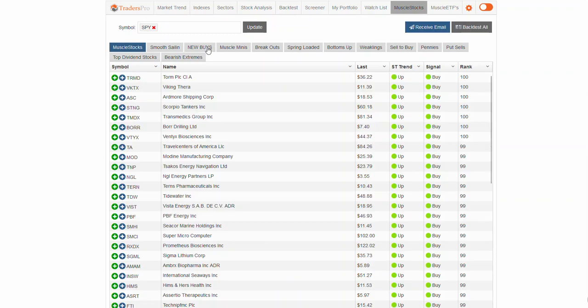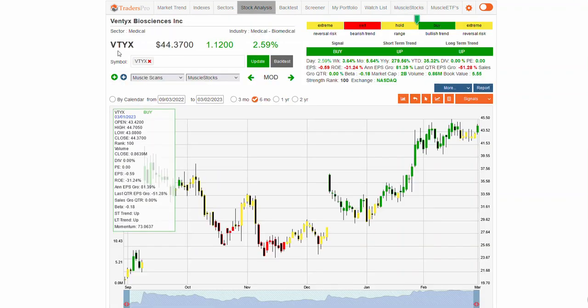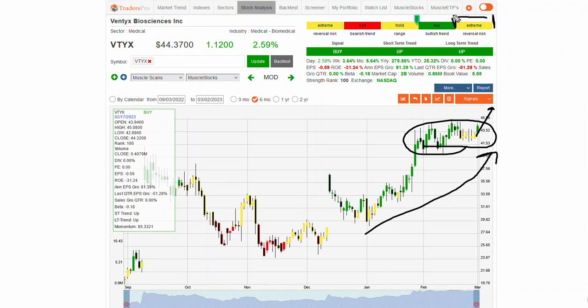The muscle stocks list is going to pull in new buys from any of the sectors. So these are going to be your top ranked stocks that have a new buy signal. So you've got VTYX currently. The majority of the time we're looking for an uptrending stock already that has consolidated and now is moving higher. We've talked about this before, where we have this extreme range. Now we're looking for it to pull back inside of this buy zone, and this stock at this point has done it.